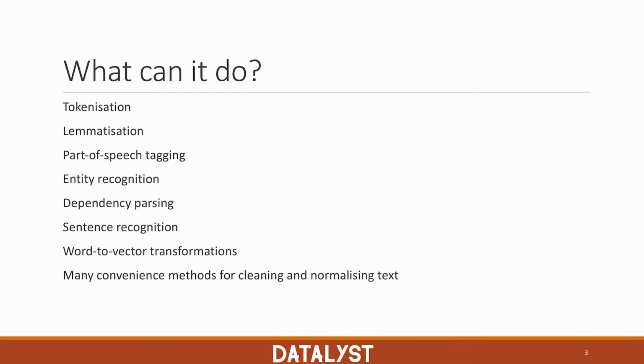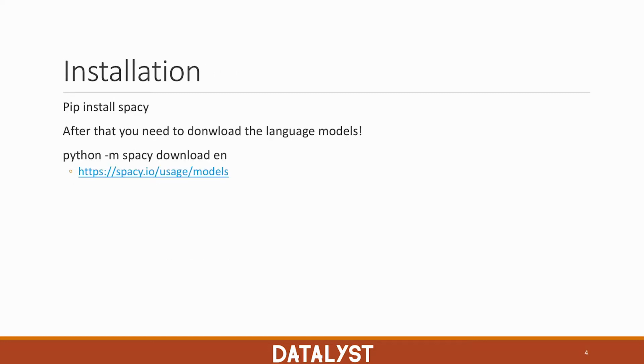So spaCy can do all the tasks that you basically need a natural language processing package to do, such as tokenization, lemmatization, part-of-speech tagging, entity recognition, word-to-vector transformations using embeddings, and many more. It's very easy to install spaCy. You can just install it through pip. You just call pip install spaCy.